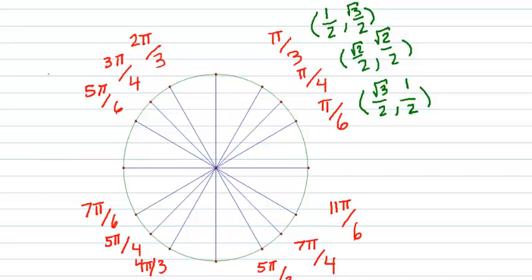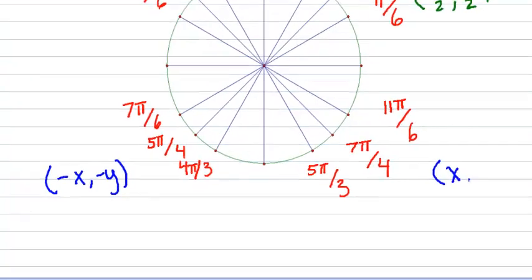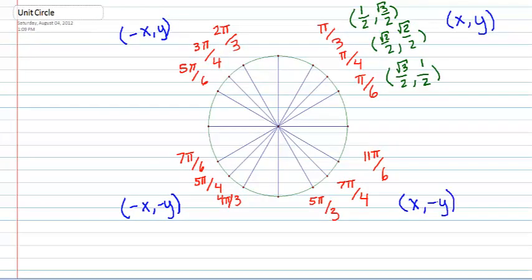So now we know the first quadrant has a positive x and a positive y. In the second quadrant, there's a negative x and a positive y. In the third quadrant, there's a negative x and a negative y. And in the fourth quadrant, there's a positive x and a negative y.